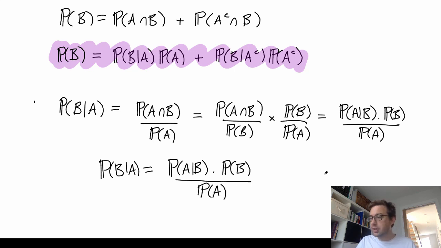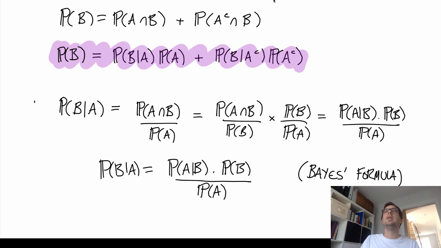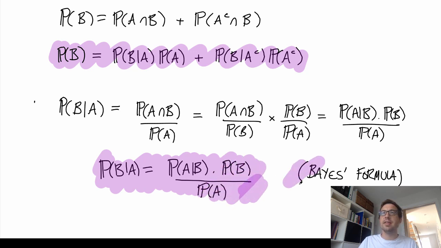This is quite a useful formula. It's often called Bayes' formula or Bayes' rule. Bayes is one of the fathers of a very popular branch of statistics called Bayesian statistics. Roughly a good proportion of the statistics that goes on these days is Bayesian statistics.